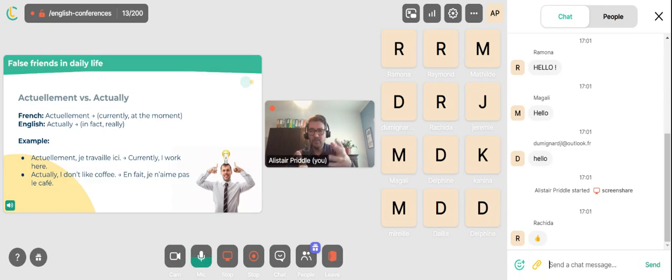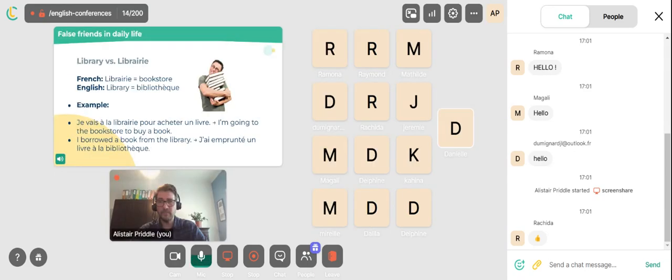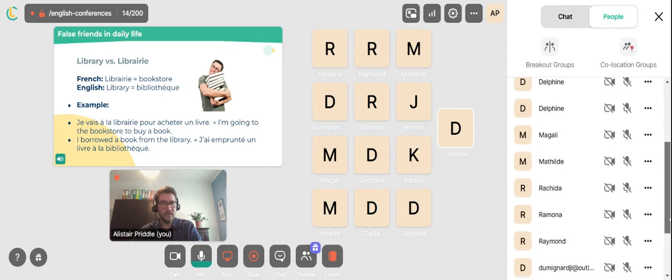So as examples, actuellement, je travaille ici. Currently, I work here. Actually, I don't like coffee. En effet, je n'aime pas le café. Actuellement versus actually. Okay, let's have a look at the next one. Library versus librairie. In French, librairie is a bookstore. In English, library is a bibliothèque.